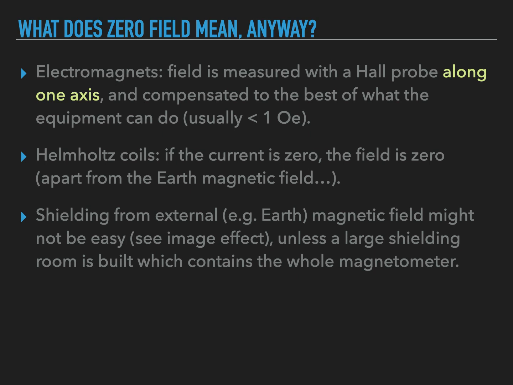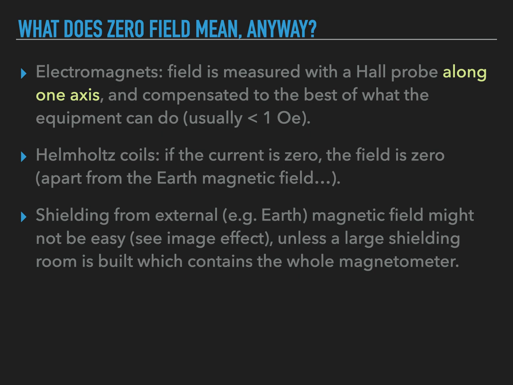The field, if you have a means of measuring that, is usually measured through a Hall probe along one axis, and so you have a feedback loop that compensates the field generated by the magnet to the best of what the equipment can do. And usually you have a zero field state that is below 1 Ørsted, so let's say below 100 ampere per meter. Of course, with Helmholtz coils it is easier because if the current flowing in the coils is zero, then the field is zero, apart from the Earth's magnetic field.